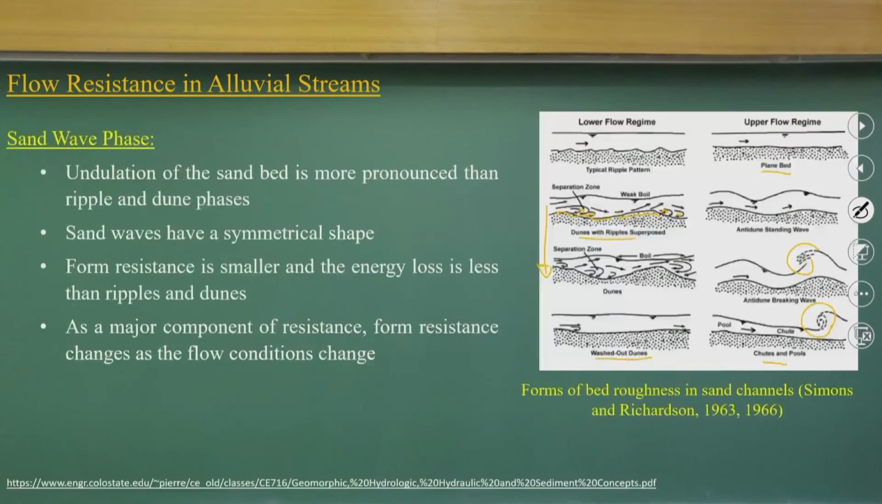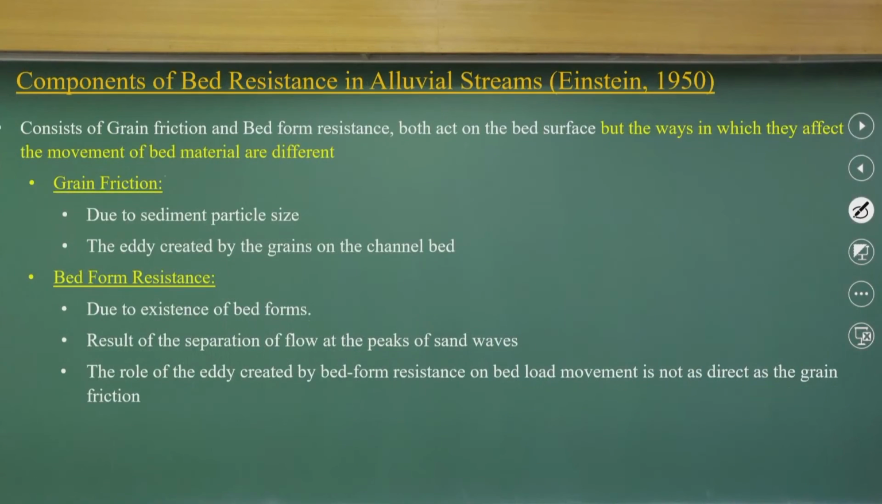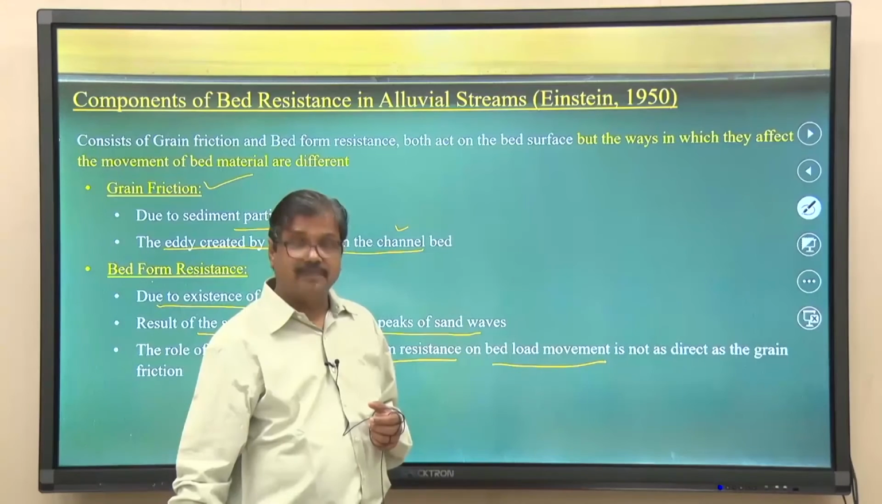Now, if I go to the next, there will be grain friction, which is because of the particle size, and the eddies created by the grain on the channel bed. Bed form resistance is due to the existence of the bed forms, and the result is separation of flow at the peak of the sand waves. The role of the eddies is created by bed form resistance. Bed load movement is not as direct as the grain friction, which you should try to understand.